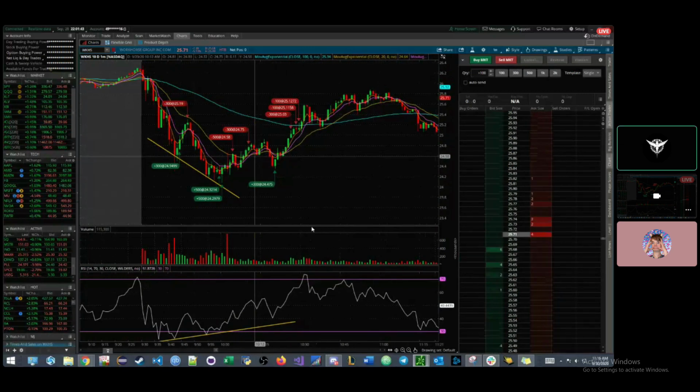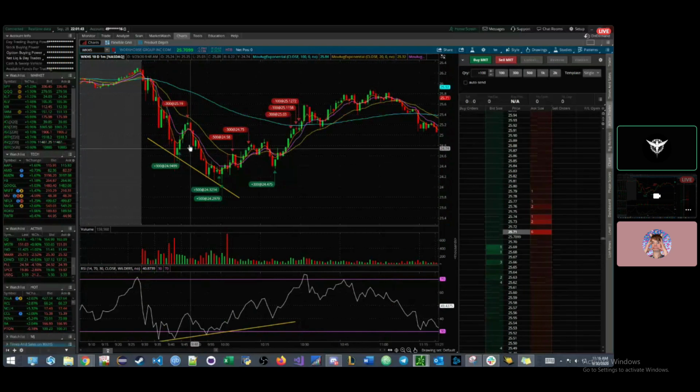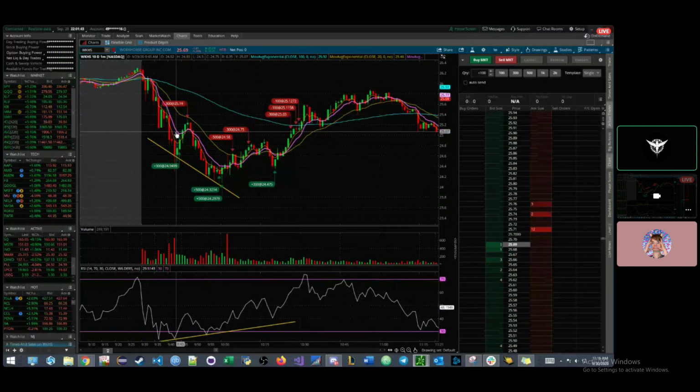Yeah, if you're scaling in, have a stop in there anyway, to where if it goes lower, you're out. And when and where to scale in and how to space your orders is largely an experience thing, and it's going to depend on the ticker, like how volatile the ticker is.